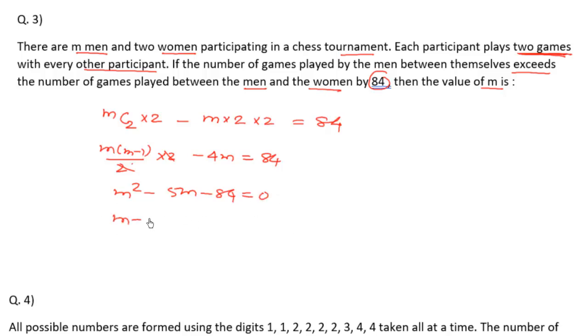This is a quadratic equation which can be easily factorized as this: (m + 7)(m - 12) = 0. Clearly m will be negative in this case, so we'll be considering the value of m to be 12. So the answer for this question is 12.